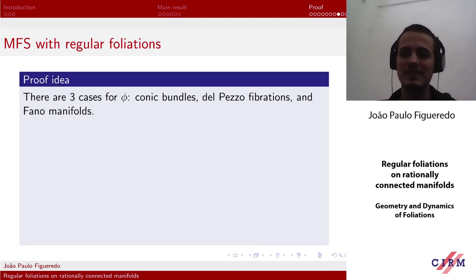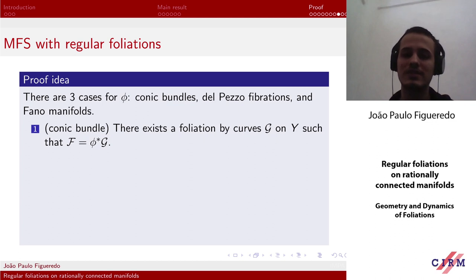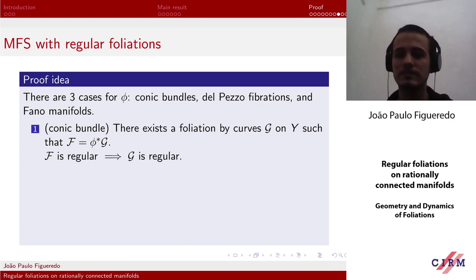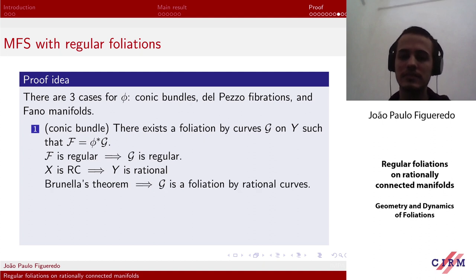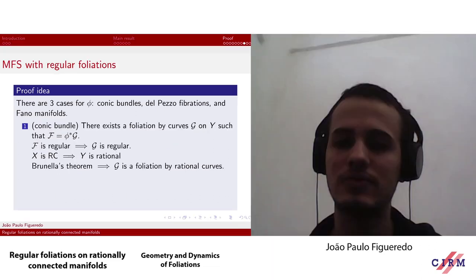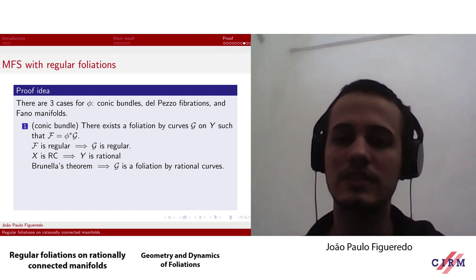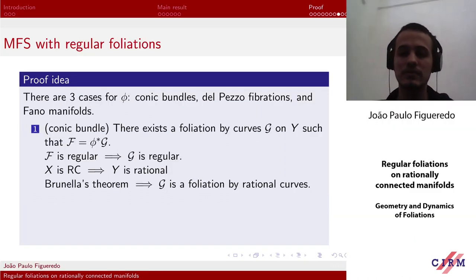So let me show you. We have three cases for phi: conic bundles, del Pezzo fibrations, and Fano manifolds. Case one, conic bundle. Since the fibers are tangent to the foliation, F is a pullback of a foliation by curves on Y. Since F is regular, G has to be regular, by an argument of local sections. And since X is rationally connected, Y is rational. So by Bruno's theorem, G is a foliation by rational curves. So F is the pullback of a foliation by rational curves, and the fibers are rational curves. So this implies that F is algebraically integrable with rational leaves.